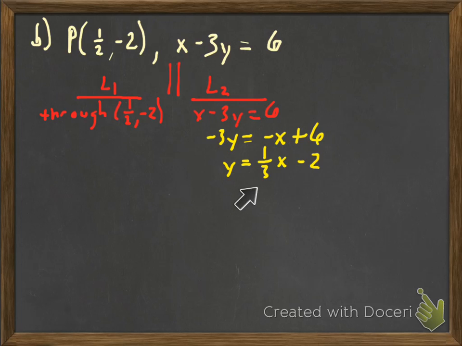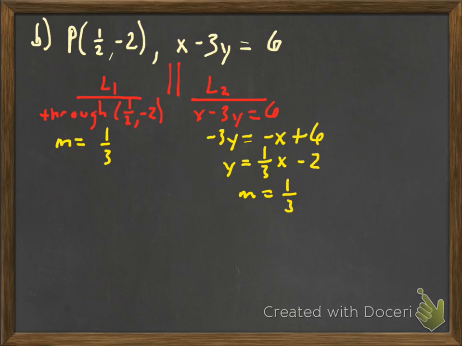Y equals positive 1/3 x minus 2. You had a -1 divided by -3, that's where the positive 1/3 came from. 6 divided by -3 is -2. Now with all that, then, we know that the slope of line L2 is 1/3, which means then that we know the slope of line L1 is also 1/3 because they are parallel to one another.